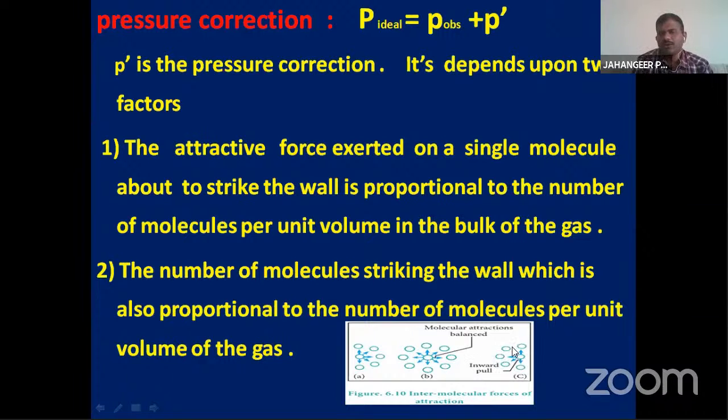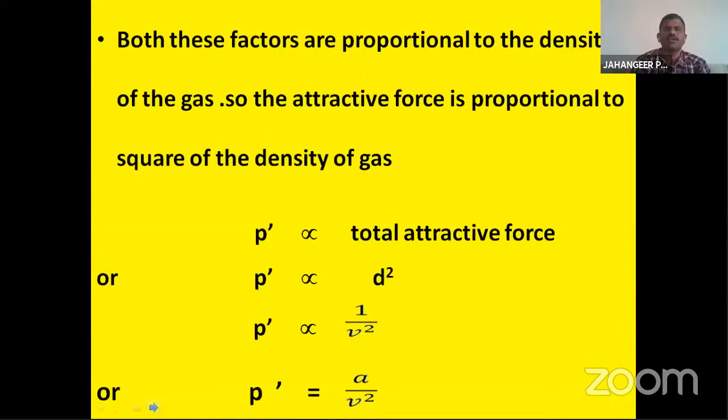There are two types of pressure: pressure exerted by the molecules at the walls of the container and pressure exerted by the interior of the gas molecules. That's why the pressure of the gas is directly proportional to the density of the gas.